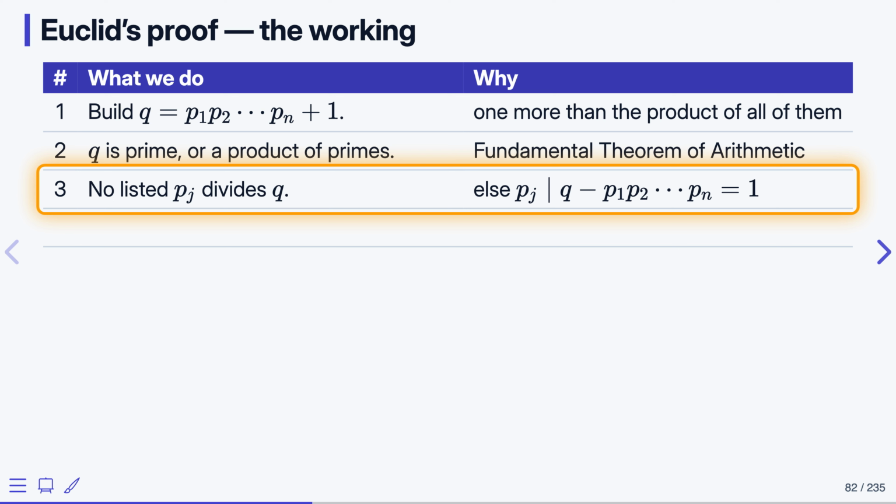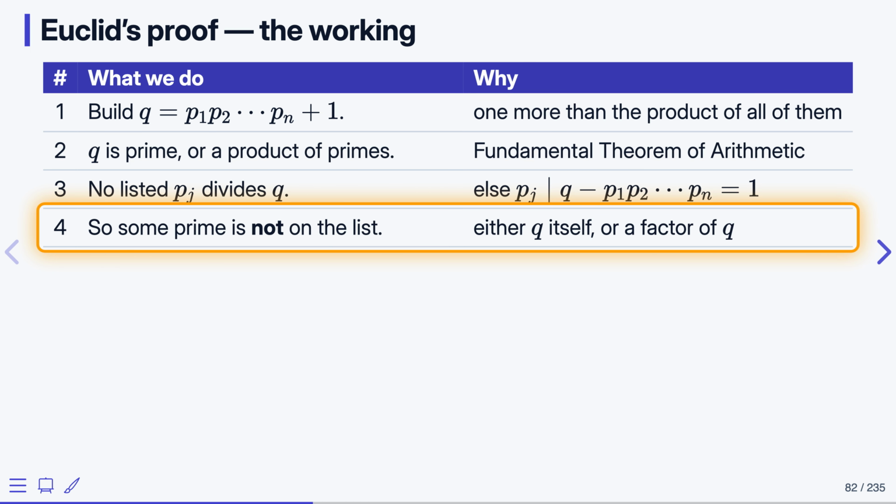Step 3. Now the trick. None of our listed primes can divide q. If some prime pj divided q, it would also have to divide q minus the product of all the primes. But that difference is exactly 1, and no prime divides 1.